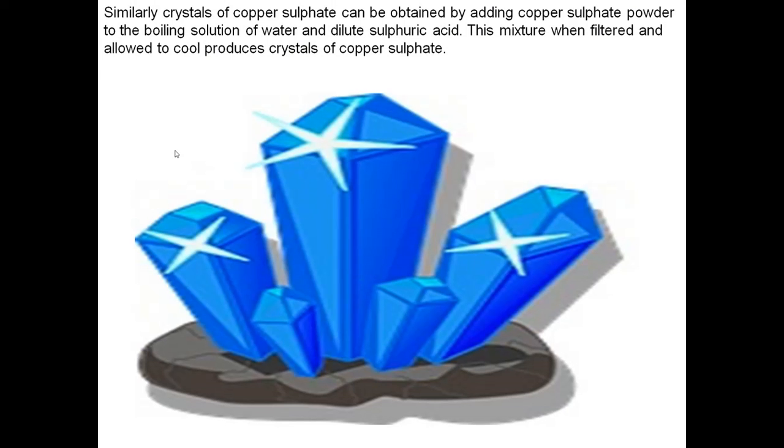Similarly, crystals of copper sulfate can be obtained by adding copper sulfate powder to the boiling solution of water and dilute sulfuric acid by putting a few drops of dilute sulfuric acid. This mixture, when filtered and allowed to cool, produces crystals of copper sulfate.